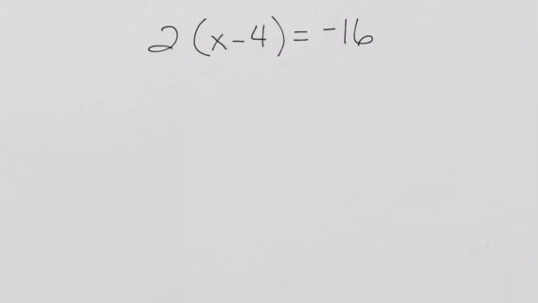Okay, our next one is a distributive property problem. So we're going to distribute the 2. 2 times x is 2x. 2 times negative 4 is negative 8, equals negative 16.